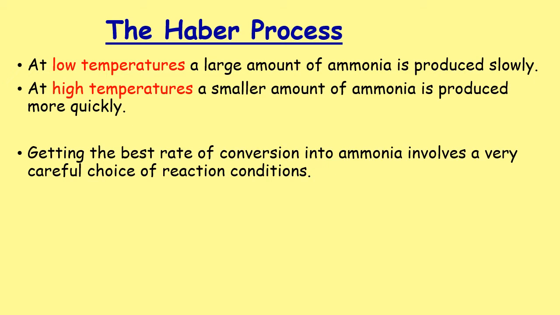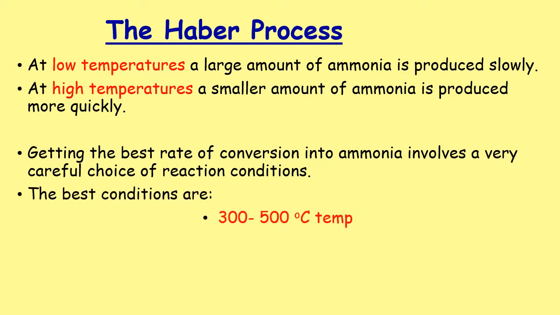And so if we want to get the best rate of conversion into ammonia, it involves a very careful choice of reaction conditions. The best conditions are 300 to 500 degrees centigrade. That's not considered either low or high for industry. 300 to 500 degrees is a medium temperature. And so what that means is that you're able to still do the reaction quite quickly, but also produce a decent yield of the final product. So you get it fast and you get a decent yield.